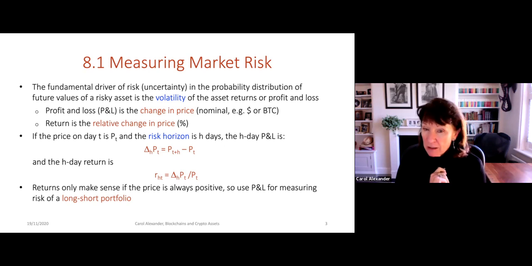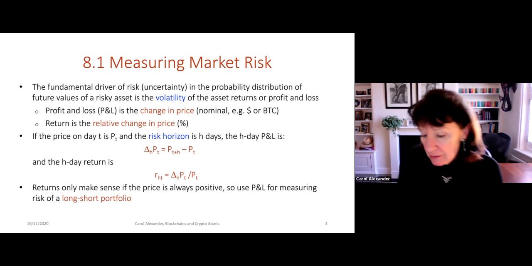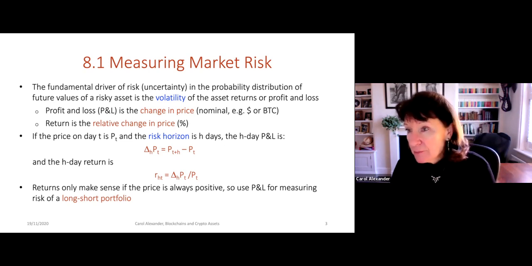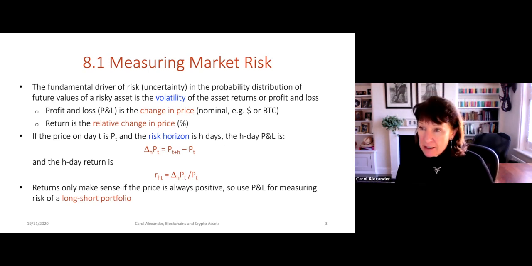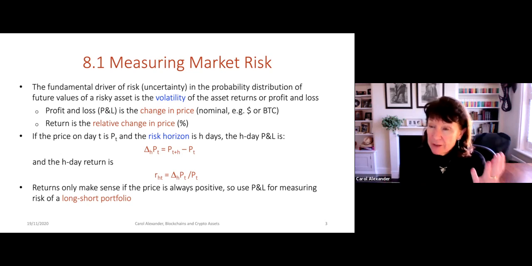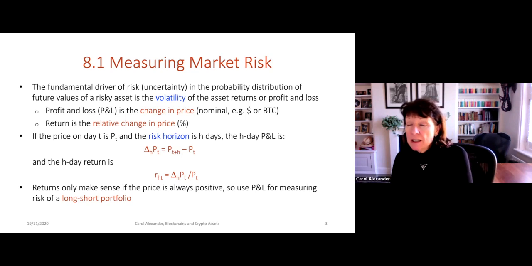We have to be careful about whether we use returns or profit and loss. We can always use profit and loss, in any situation. But in some cases, for example, hedge funds might be long Bitcoin and short Ether. In that case, depending on their portfolio weights, how much they have, what proportion of assets is in Bitcoin and the proportion that's in Ether, that's the portfolio weights.